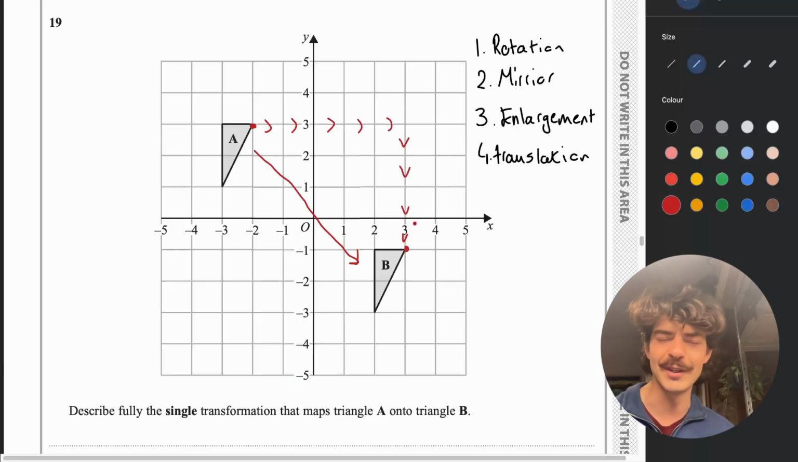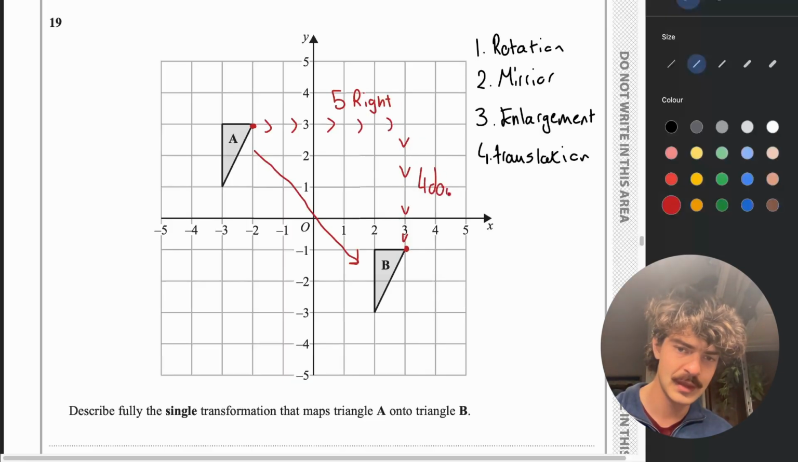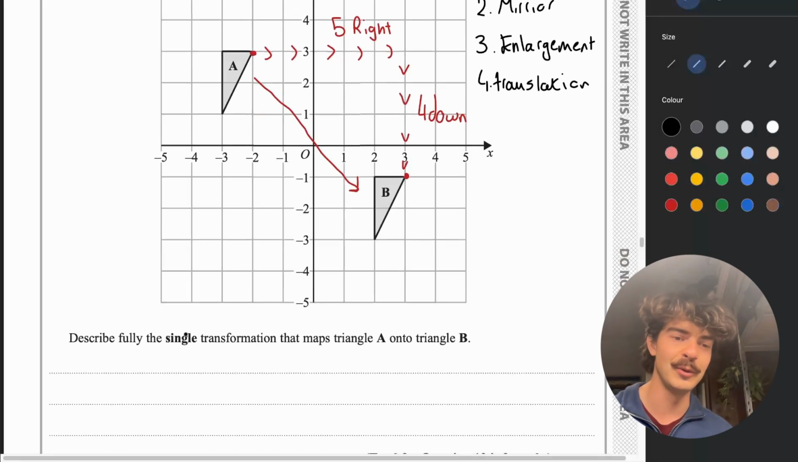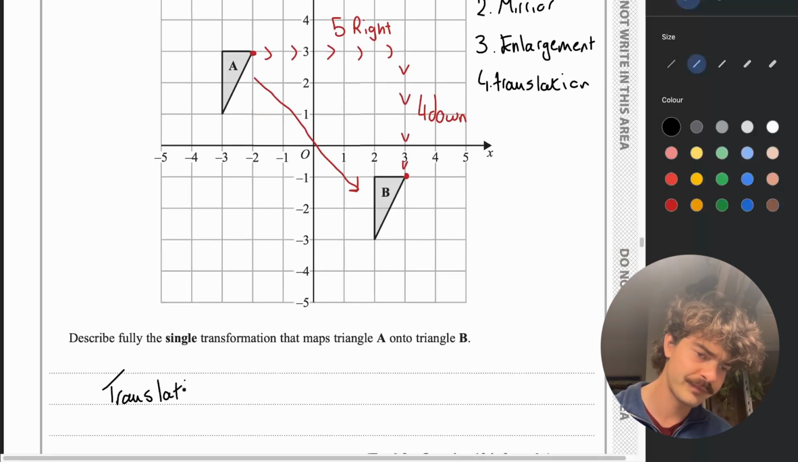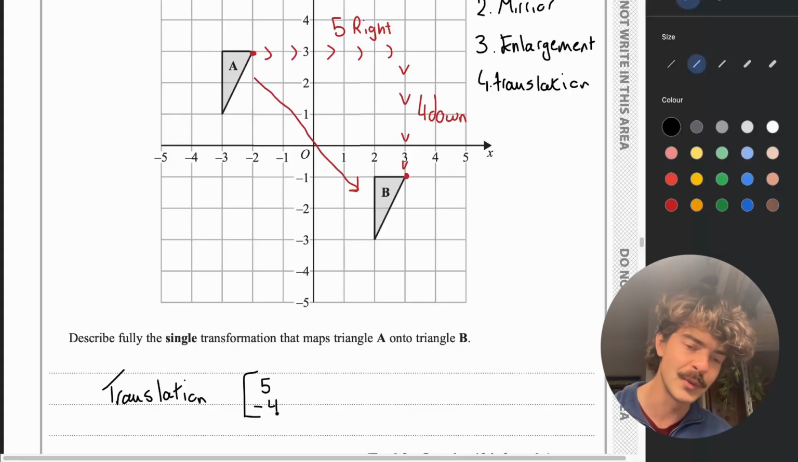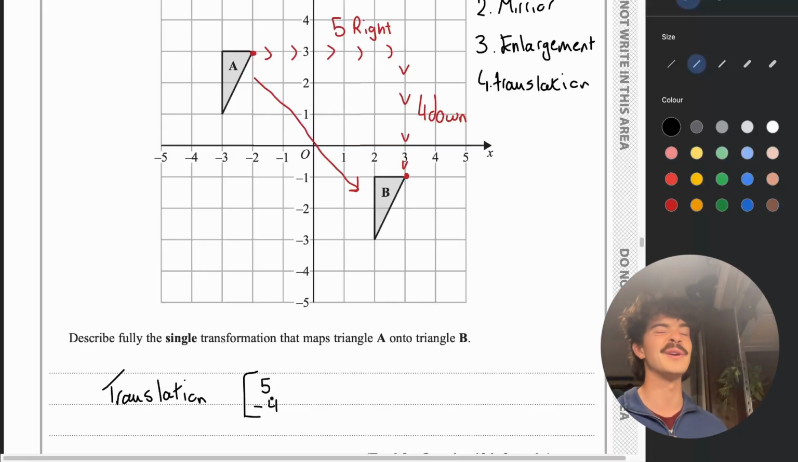So by running through this sort of arrow technique that I like, we've gone 5 arrows to the right and 4 arrows down. And that means that our final answer will be a translation with our vector being 5, then minus 4. We want this minus to tell us that we're going down as opposed to up.